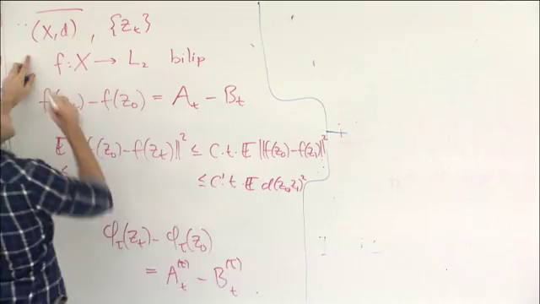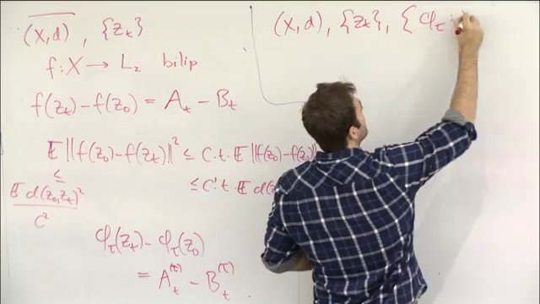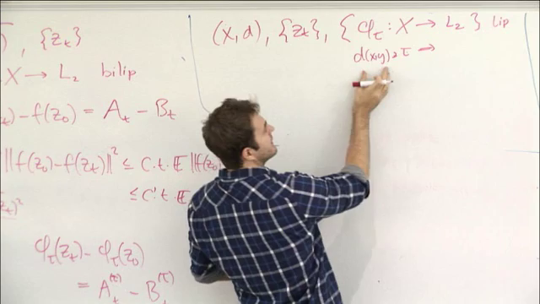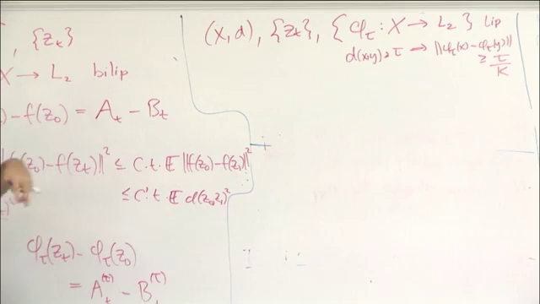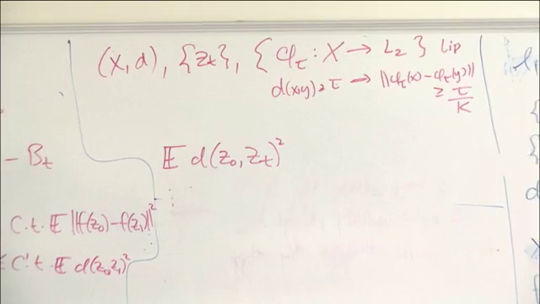Okay, here's our setting. We have a metric space X, we have this Markov chain Z, and we have this family of mappings from X into Hilbert space. These are all Lipschitz, and they have the property that if the distance in X is bigger than tau, then the distance in the Hilbert space is bigger than tau divided by some constant. Now let's try to use this to prove some bound on the expected value of this. This is what we care about. We're trying to prove that the existence of this embedding gives X Markov type 2, so we should be able to prove an upper bound on this thing.